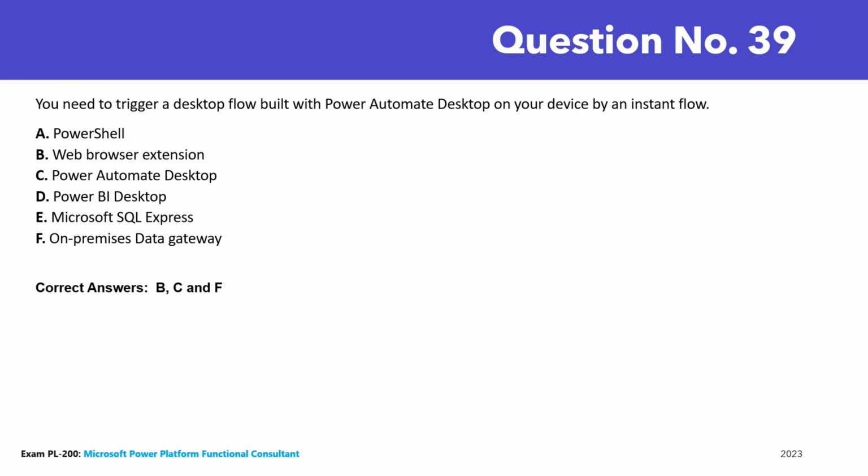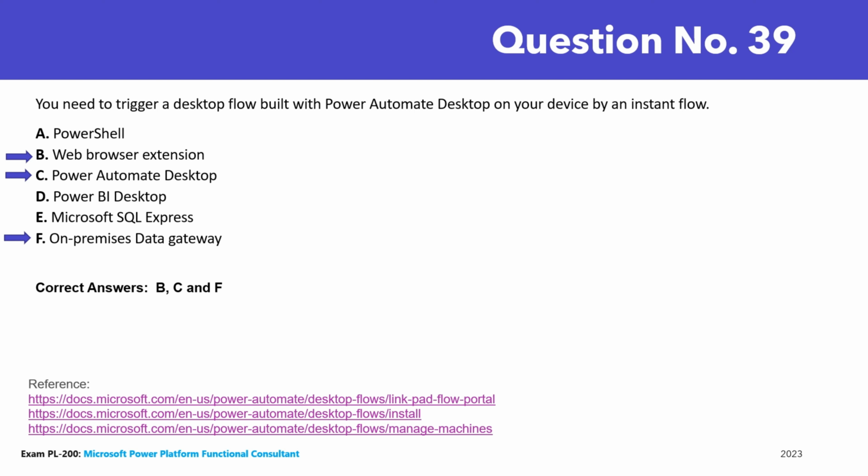You need to trigger a desktop flow built with Power Automate Desktop on your device by an instant flow. A. PowerShell. B. Web browser extension. C. Power Automate Desktop. D. Power BI Desktop. E. Microsoft SQL Express. F. On-premises data gateway. Correct answers. B, C, and F.